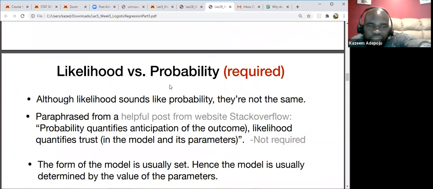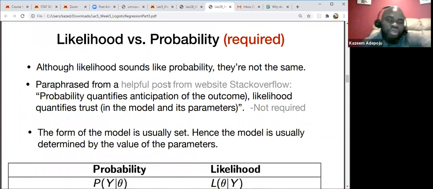Okay, so the next thing that I actually want to talk about now is likelihood versus probability. Let me first give you the definition of probability. Probability is a measure of the likelihood of occurrence of an event. We are in a world where we have a lot of variation, so of course, probability thrives in variation. If there is no variation, we cannot be talking about probability.